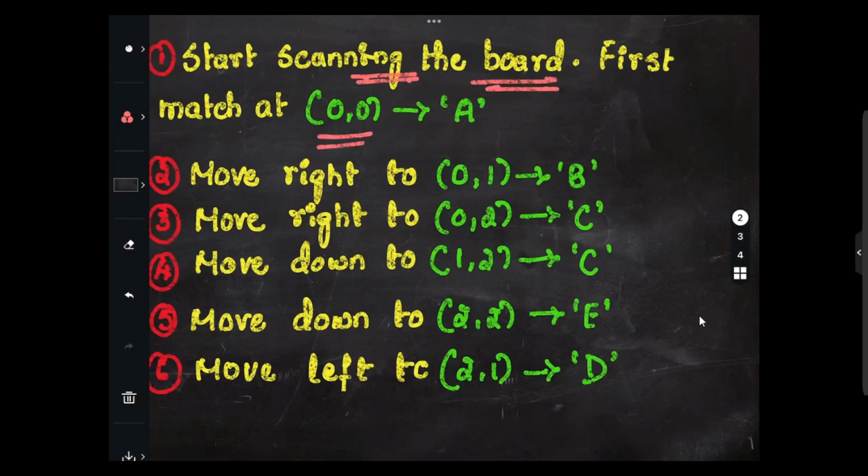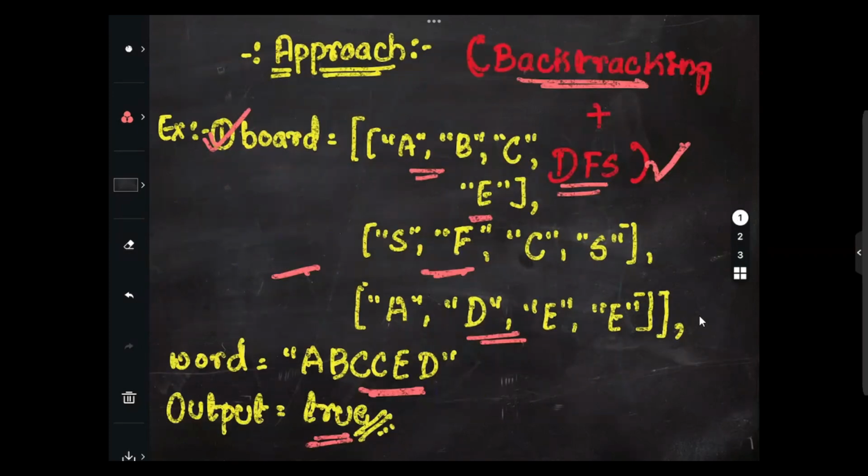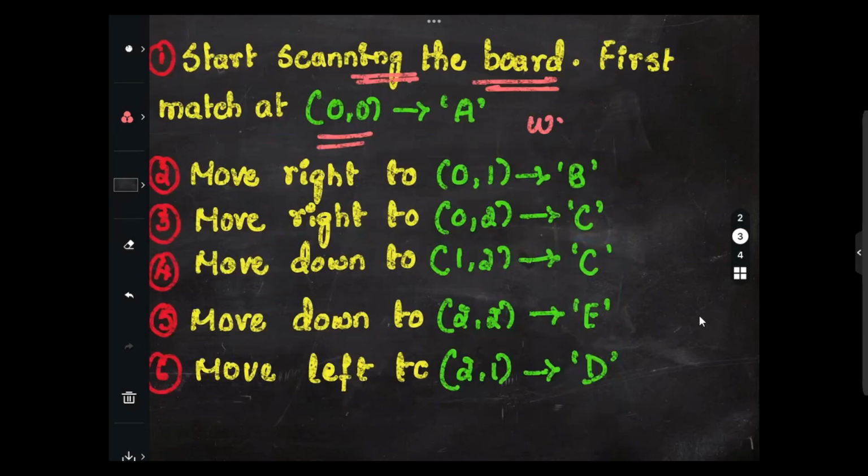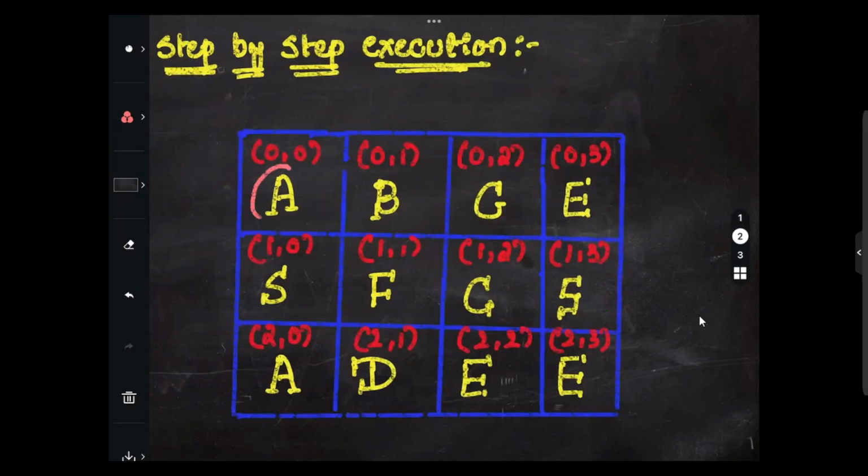First match is found at 0, 0. So let me consider this one, word equals ABCCED. So we will first scan the board. First match means A, and A is present at 0, 0, here. So we will mark this one.